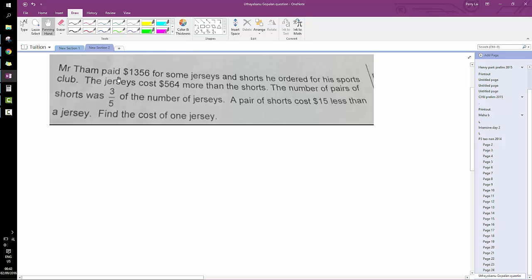Alright, welcome back. So let's highlight the key information first, okay? The total amount of money they spent is this amount. The total cost of the jerseys cost more than the shorts by this amount. And jerseys to shorts is 3:5. Wrong, shorts to jerseys is 3:5. And they tell us that the shorts cost less than the jersey.